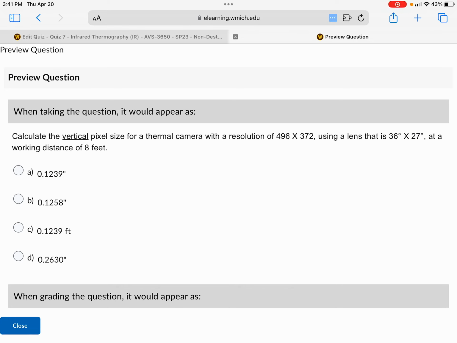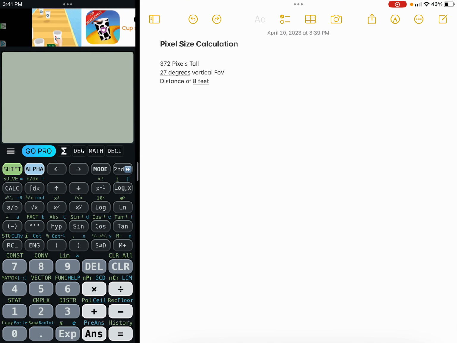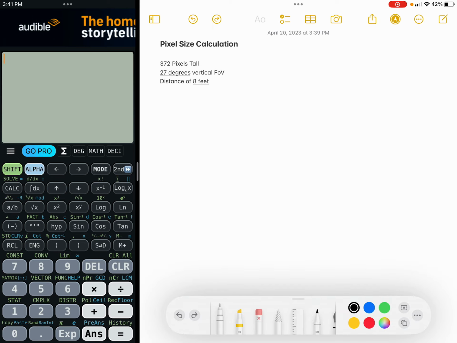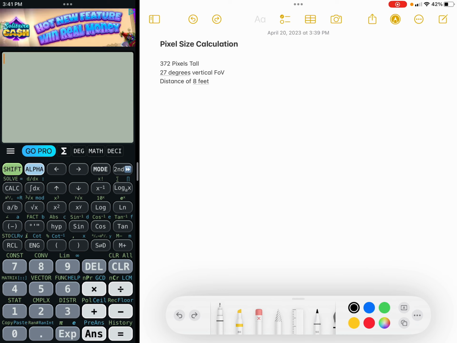In order to do this, there's some trigonometry and calculations we need to do. So I'm going to switch over to a whiteboard and a calculator and walk you through the process. I've included the information here so it's easy to see. So again, a review: 372 pixels tall, a 27 degree vertical field of view, and a working distance of 8 feet. To help better understand this, I'm going to start by drawing a diagram.